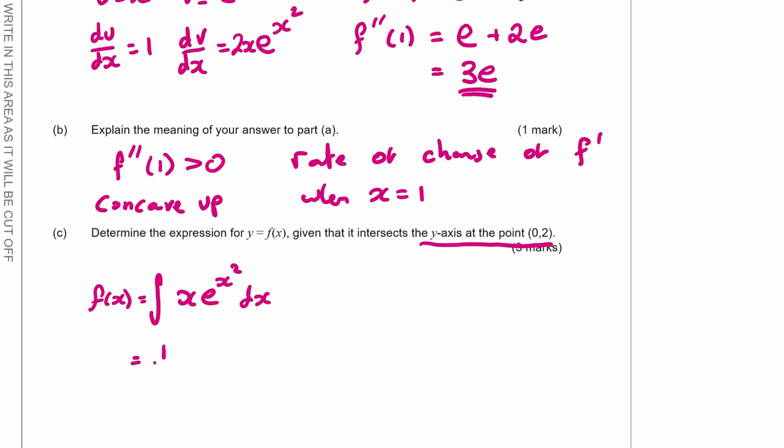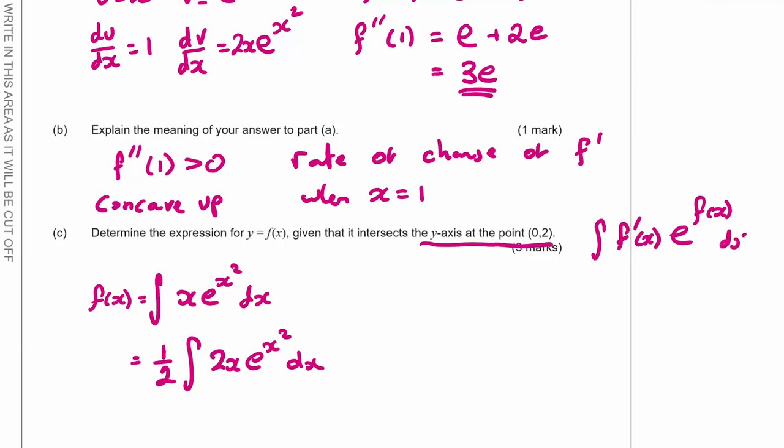Now, if I write it as a half, the integral of 2x e^(x²), we now have an integral that is of the form f'(x) e^(f(x)). So the f(x) here is x², and if you differentiate that you get 2x, and that's where the f' comes in. Now whenever you have that, it's just going to be e^(f(x)) plus a constant.